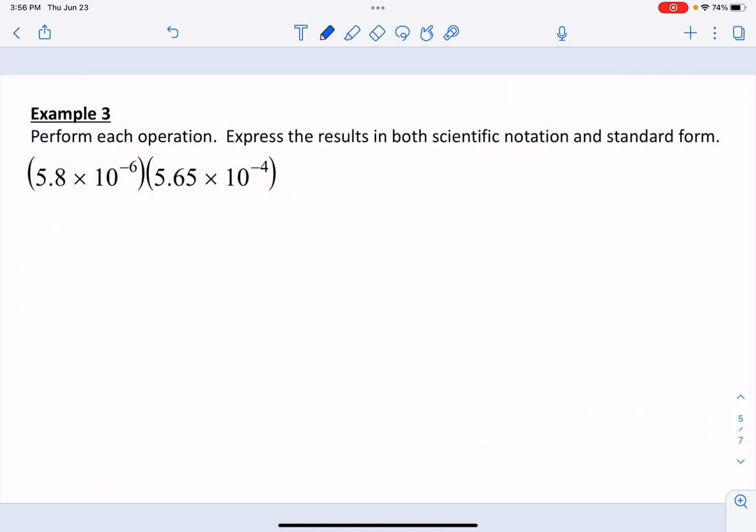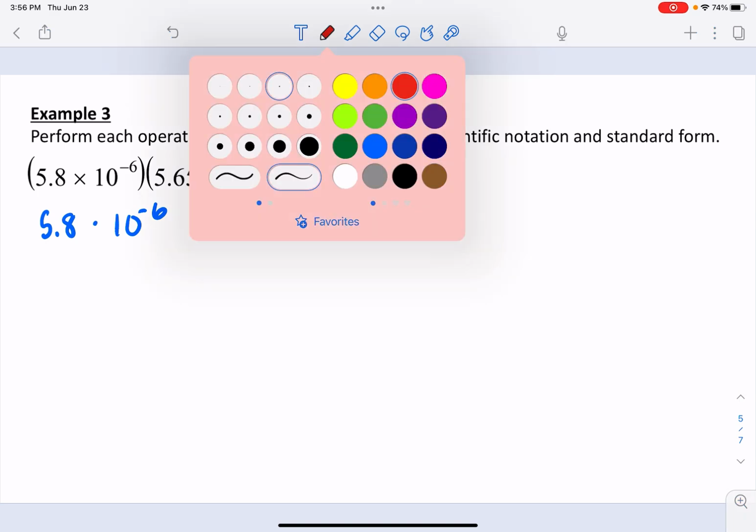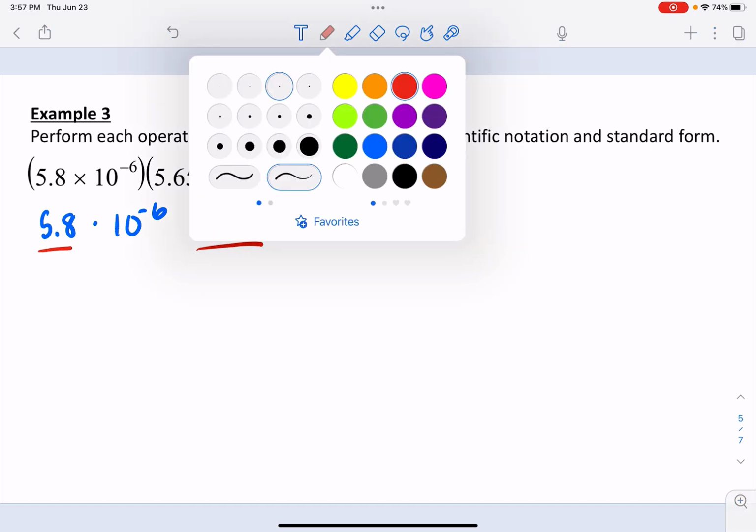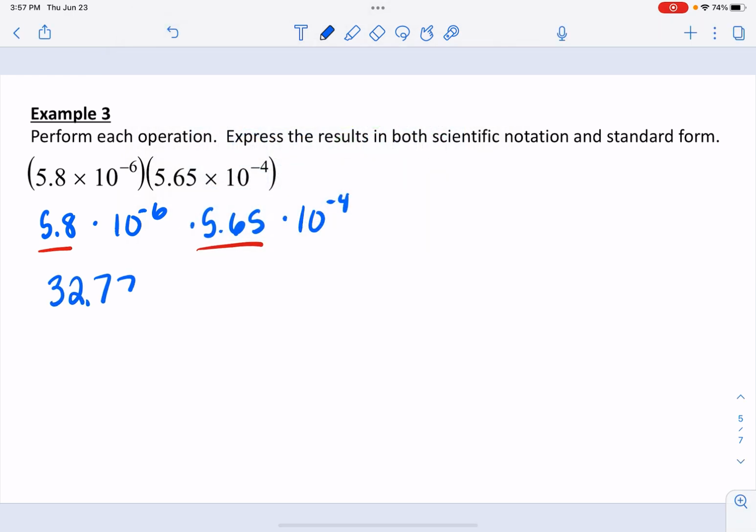Okay, now performing operations. I like this, and I think it's more deceptively challenging than it is. Because really, these are all multiplying. So really, this is 5.8 times 10 to the negative 6 times 5.65 times 10 to the negative 4th. Anything that is a number, multiply those two numbers together. I'm just doing this in my calculator. I get 32.77. Then multiply the 10 to the negative 6th times 10 to the negative 4th. Remember, you add those exponents.